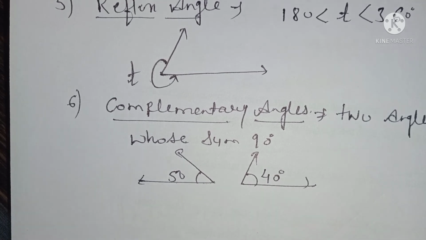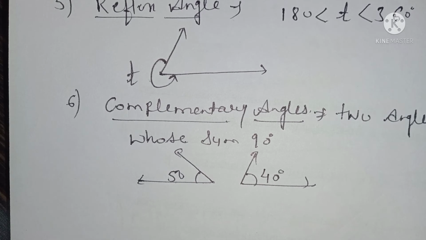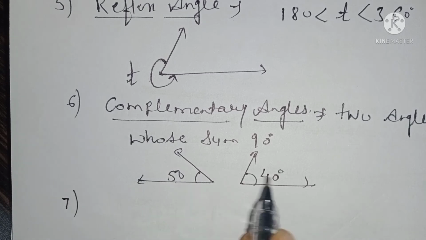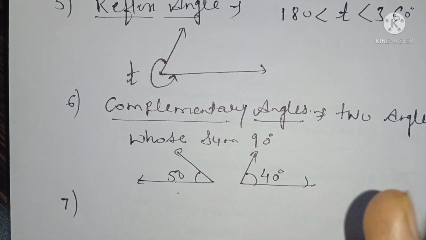So what is the difference between complementary and right angle? Complementary is also 90 degrees, right angle is also 90 degrees. So what is the basic difference? 90 degrees is a right angle. It is a single angle, right? One angle whose measure is 90 degrees. And in complementary angles you have a pair of angles whose sum is 90 degrees. Okay, this is the basic difference.